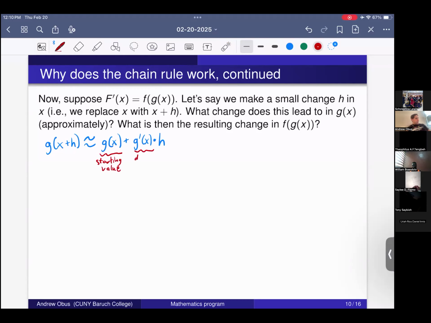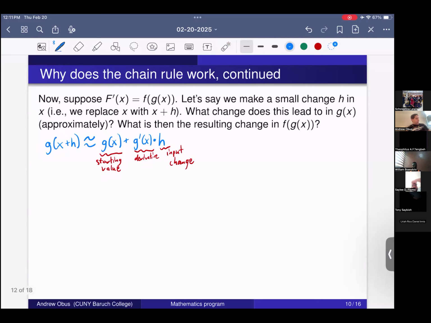And this is the derivative. And this is the input change. Okay, so you have your starting value, your derivative, and your input change. And the final value should go up by about the input change times the derivative. That's what a derivative is.